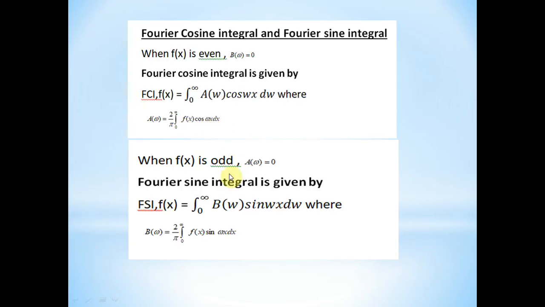Similarly, in the case of the Fourier integral, if f of x is given to be an odd function, then a of omega becomes 0 and the formula reduces to the Fourier sine integral, which is given by f of x is equal to integral 0 to infinity b of omega sine omega x d omega, where b of omega equals 2 by pi integral 0 to infinity f of x sine omega x dx.